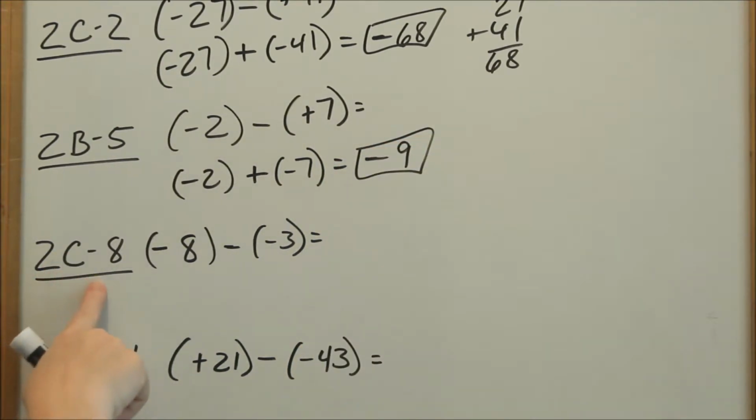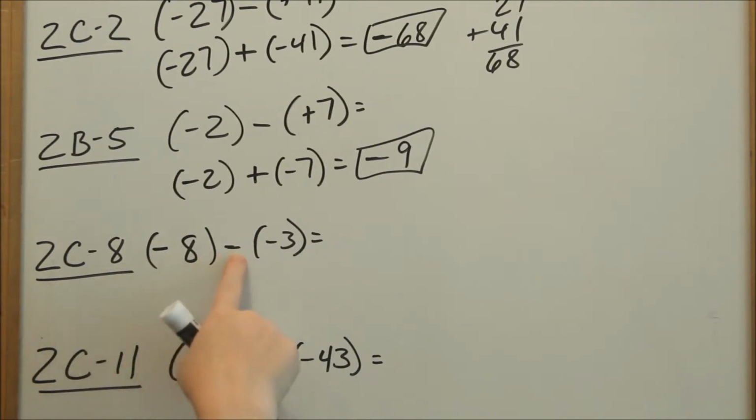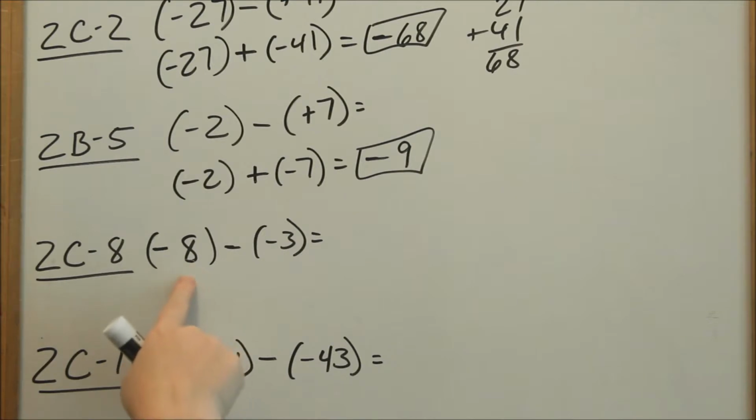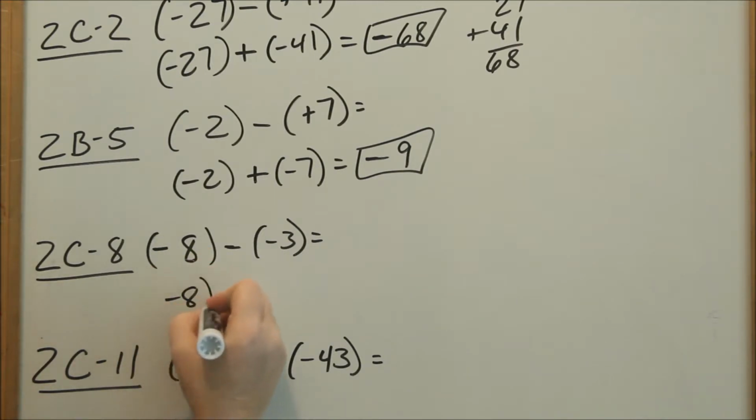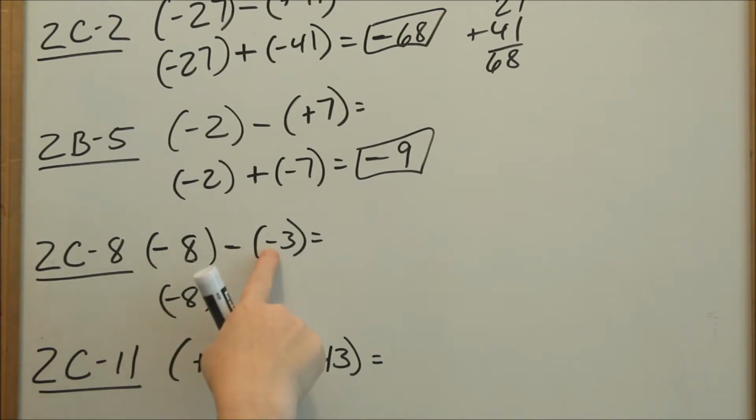All right, now look at 2C8. You owe 8, subtracting, you owe 3. Again, you're not changing this first number. You owe 8. Then you want to change this to a plus sign, and then this negative says be the opposite.